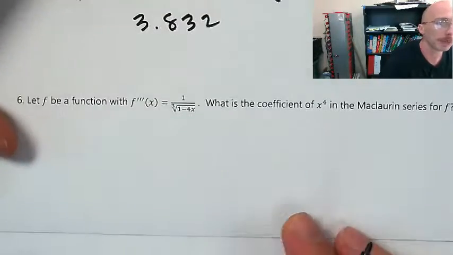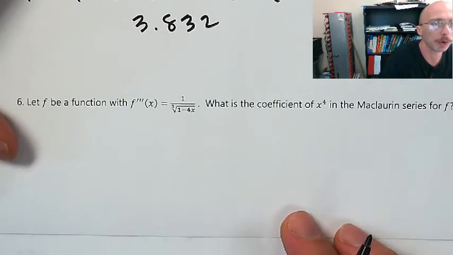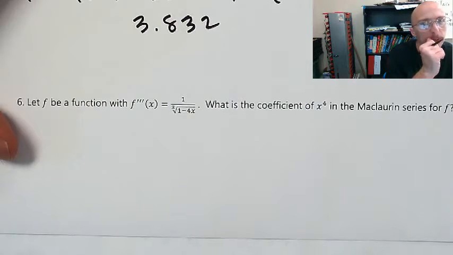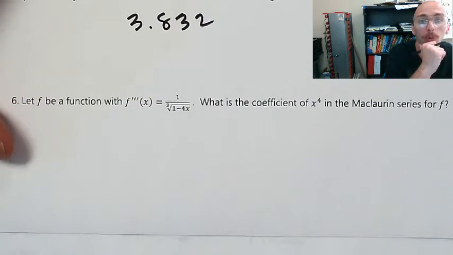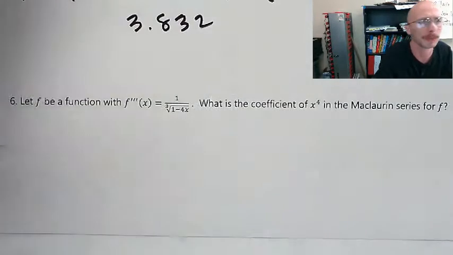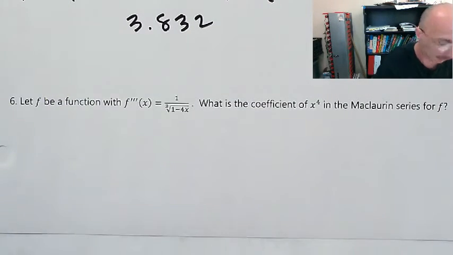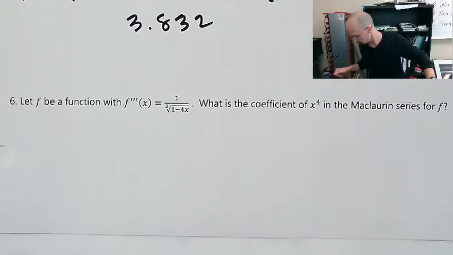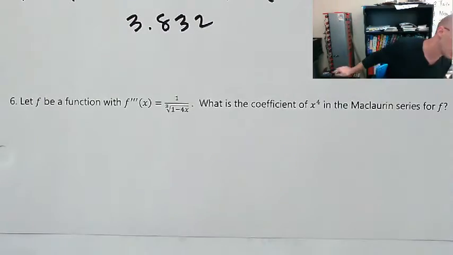All right, let f be a function with f triple prime of x equals 1 over the cube root of 1 minus 4x. What is the coefficient of x to the fourth in the Maclaurin series for f? This is a good problem. Okay, this is the type of problem that's going to keep coming up. But it's also on the quiz, so it'd be a good time for us to do it.